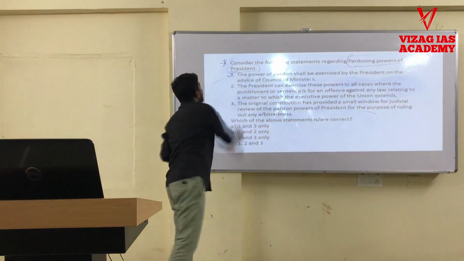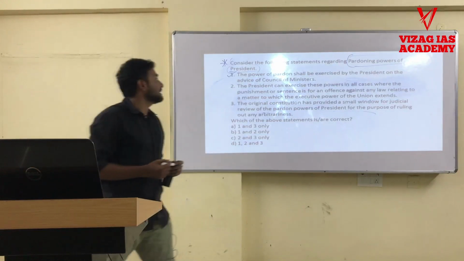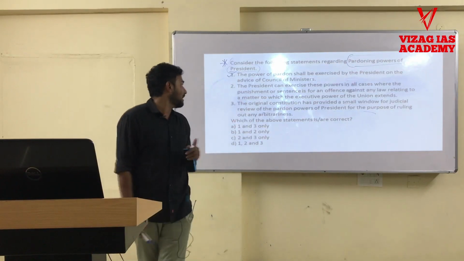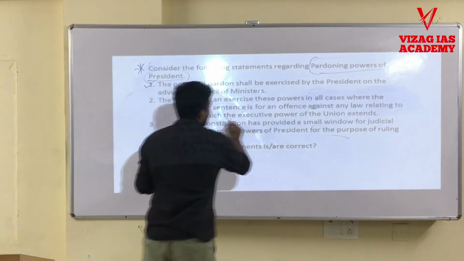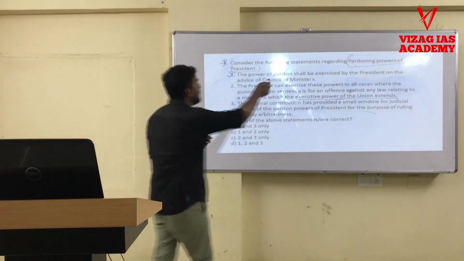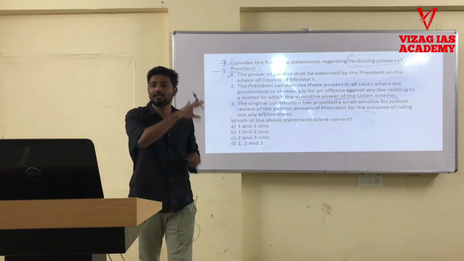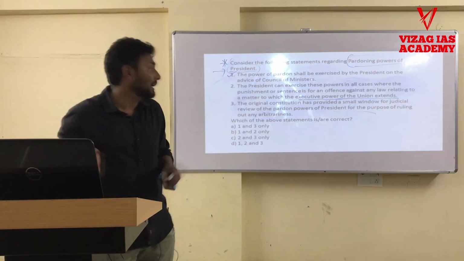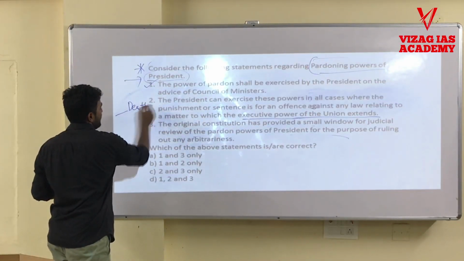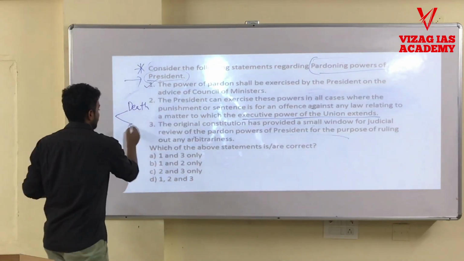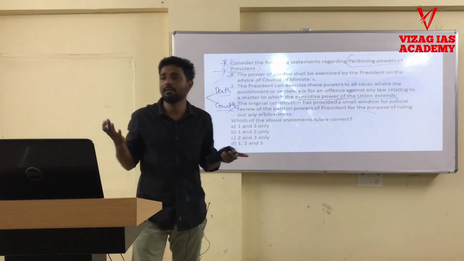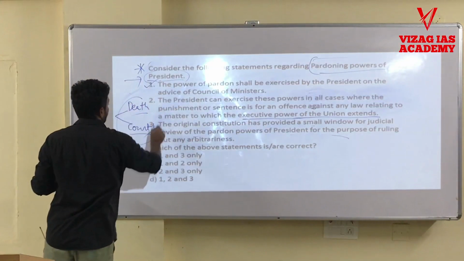So this is correct. The second point is the president can exercise these powers in all cases where the punishment or sentence is for an offence against any law relating to a matter to which the executive power of the union extends. Is it correct or not? This is exclusively in relation to pardoning powers only. Not so. There are two kinds, particularly in cases of death sentence and court martial, where the governor doesn't have power in this regard. He doesn't have pardoning powers in both these aspects.